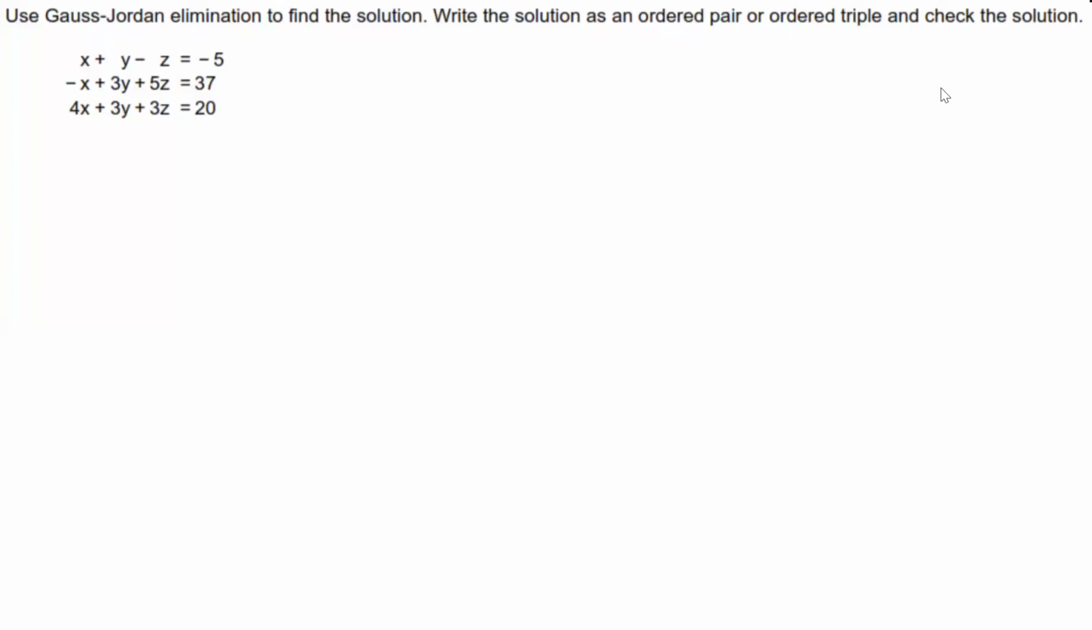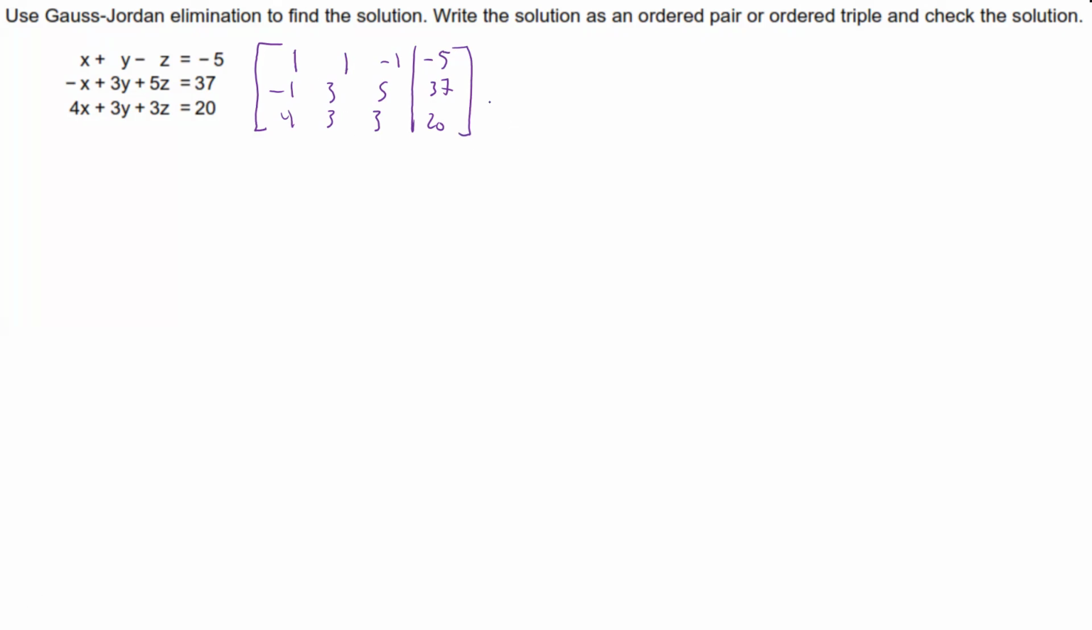All right, same thing goes as we've been doing. First, we write our matrix in the augmented format. So we have a 1, minus 1, then a minus 5, minus 1, 3, 5, 37, and a 4, a 3, a 3, and a 20. So these numbers are a lot bigger, so it's probably going to take a little bit longer to get to where we need to go.